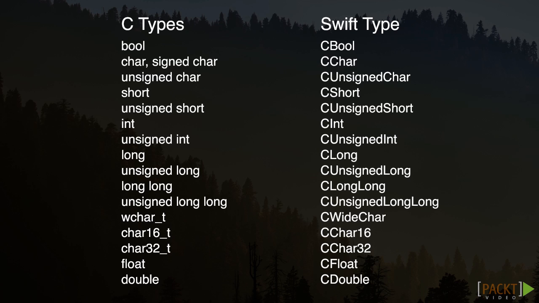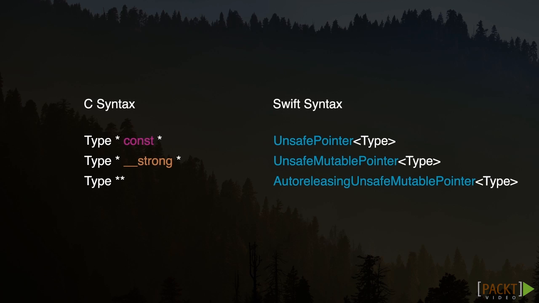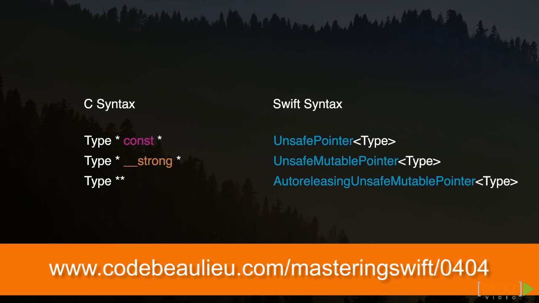As we saw in Section 3, we can also use C pointers in Swift. Pointers are a notorious pain point for developers and one of the biggest sources of bugs, which is why the Swift team abstracted pointer and memory management away from the developer. Remember, Swift is a safe language. That said, Swift does provide a way for developers to interoperate with C pointers, which is by using the generic unsafe pointer types as shown here. Of course, you can find more details on how Swift interoperates with C on this video's resource page.